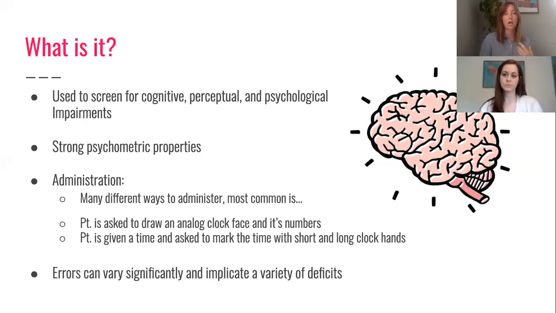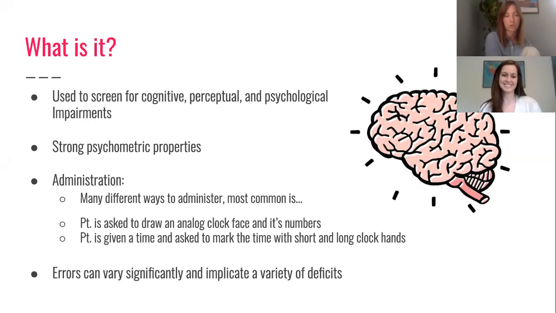It's used to screen for cognitive, perceptual, and psychological impairments. It has been found to have strong psychometric properties. So 85% sensitivity and 85% specificity. It also has a really high test retest reliability, as well as predictive value. And it has a high inter-rater reliability. Oh yes, and the inter-rater too. Sorry. Thanks.